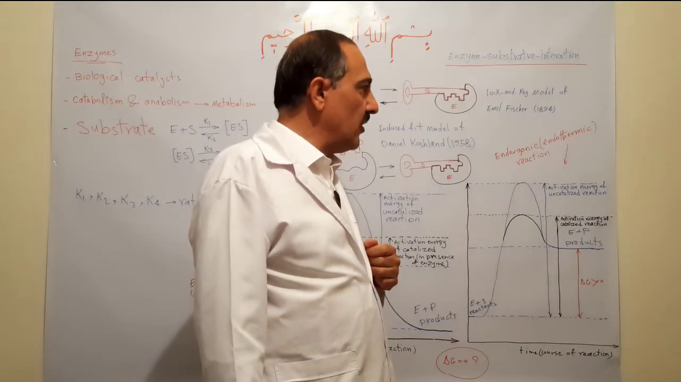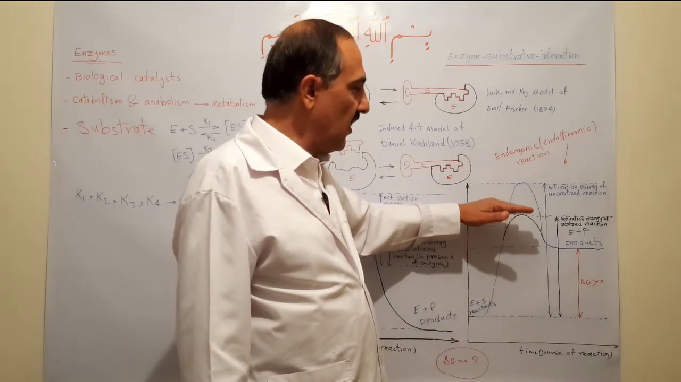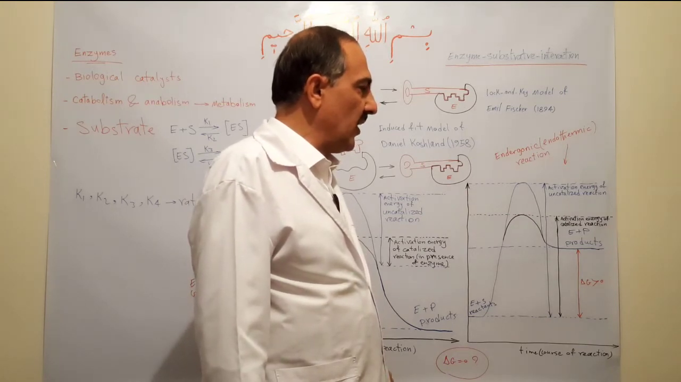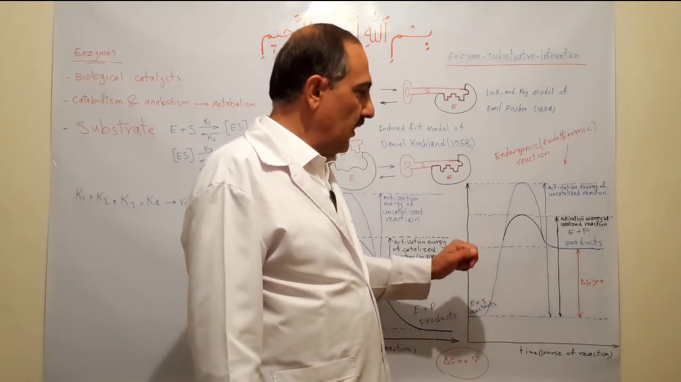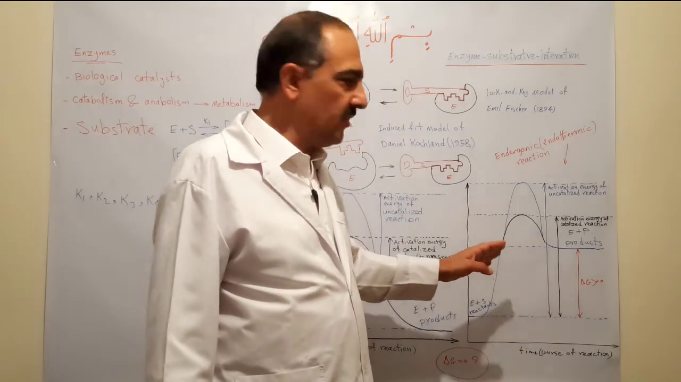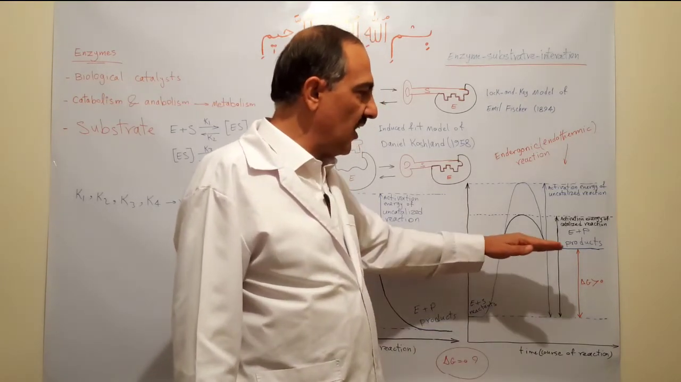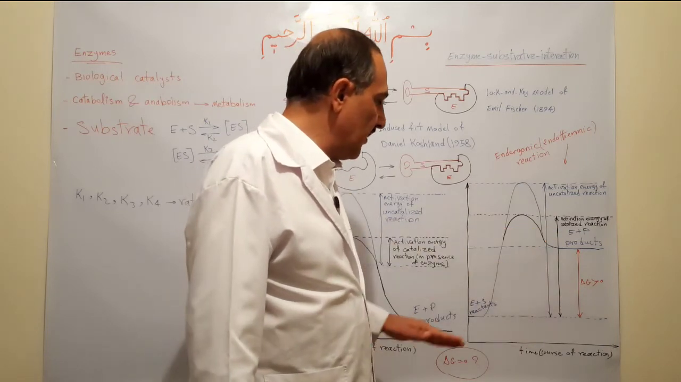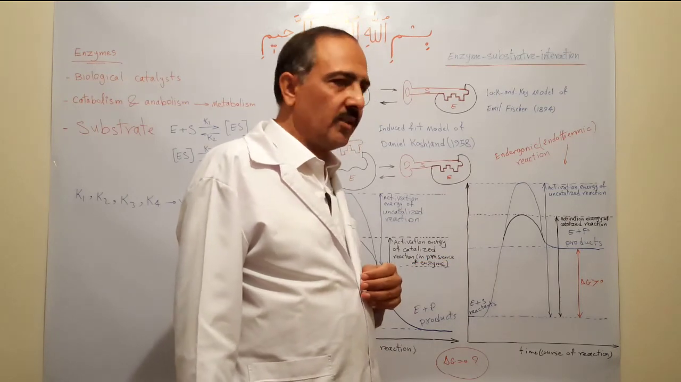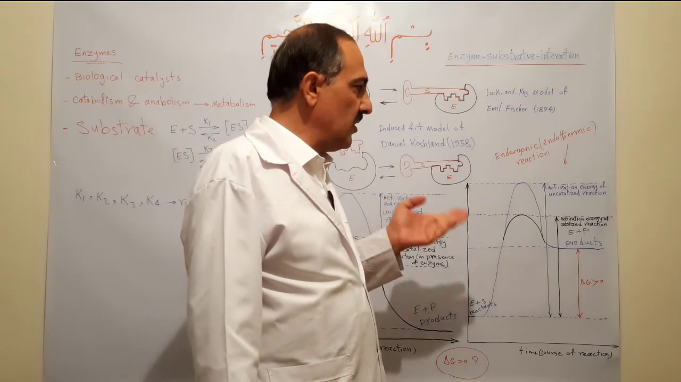For endergonic or endothermic reactions, as you see, the enzymes decrease the activation energy of the biochemical reaction. Gibbs free energy for endergonic or endothermic reactions is positive because the free energy level of products is higher than that of reactants. So endergonic reactions are not spontaneous and they need energy.